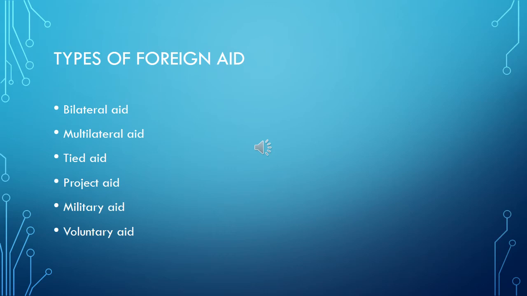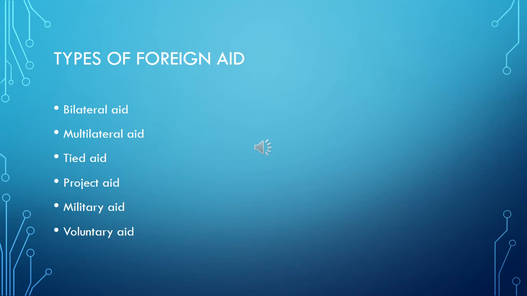The fourth type of aid is project aid. Project aid is when the funds are used to finance a particular project, such as a school or a hospital. It is considered to be project aid.